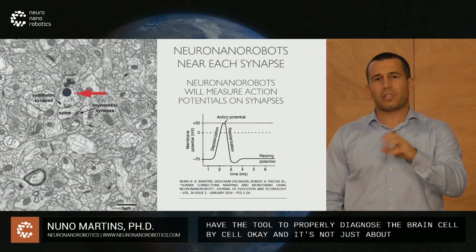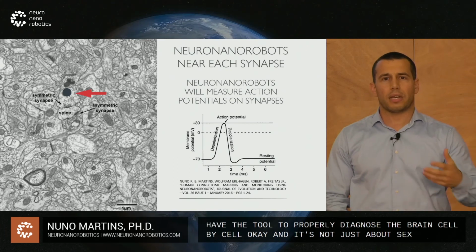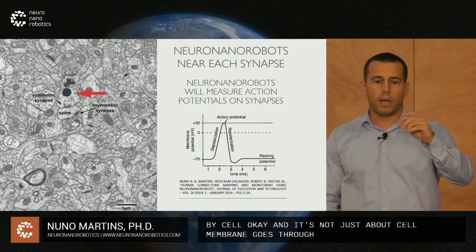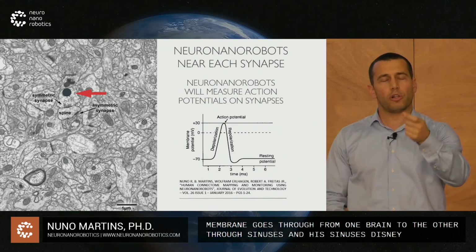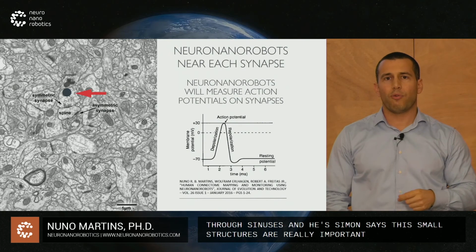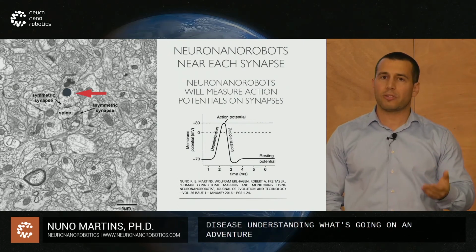And it's not just about cells, neurons and glial cells. We know that the information processed in the human brain goes from one neuron to the other through synapses. And these synapses, these small structures, are really important for understanding disease, understanding what's going on, and eventually treating that disease.